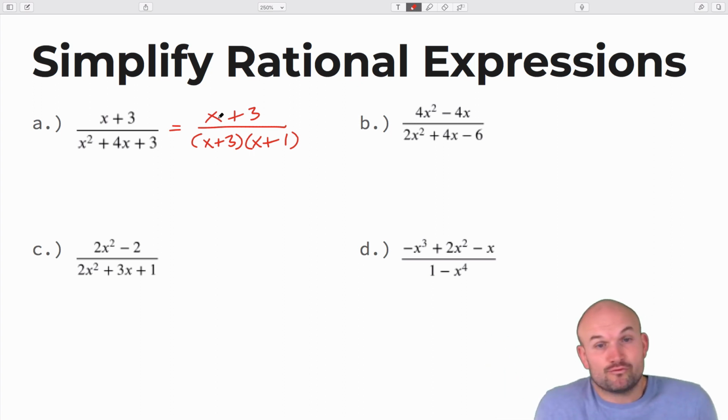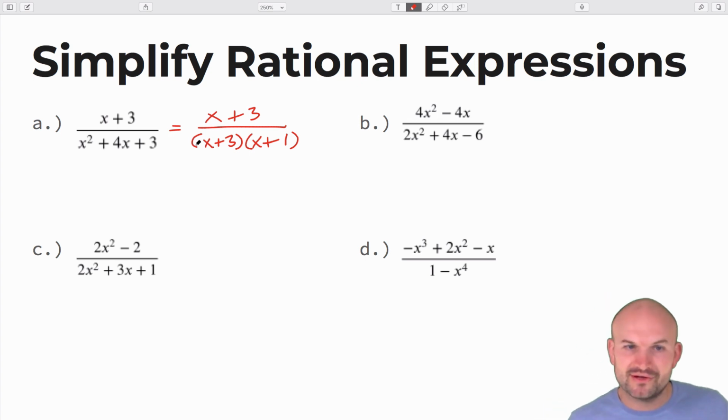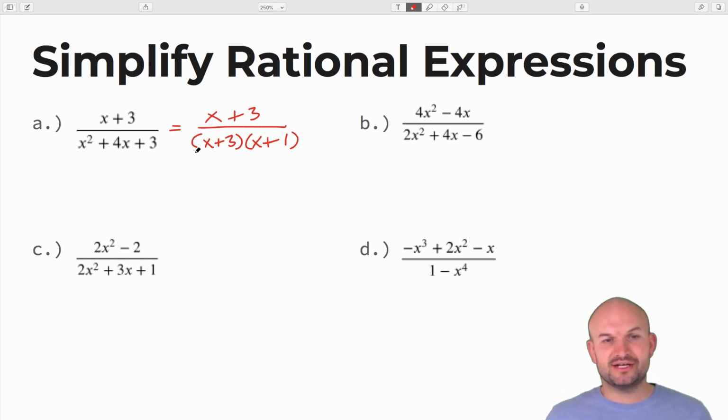It's obviously not a rule. It has to occur. Like this could be an x minus 3, right? And then nothing would simplify. But why would we give a problem that says simplify if nothing divides out, okay? But anyways, you can see here the x plus 3s, they go ahead and divide out.